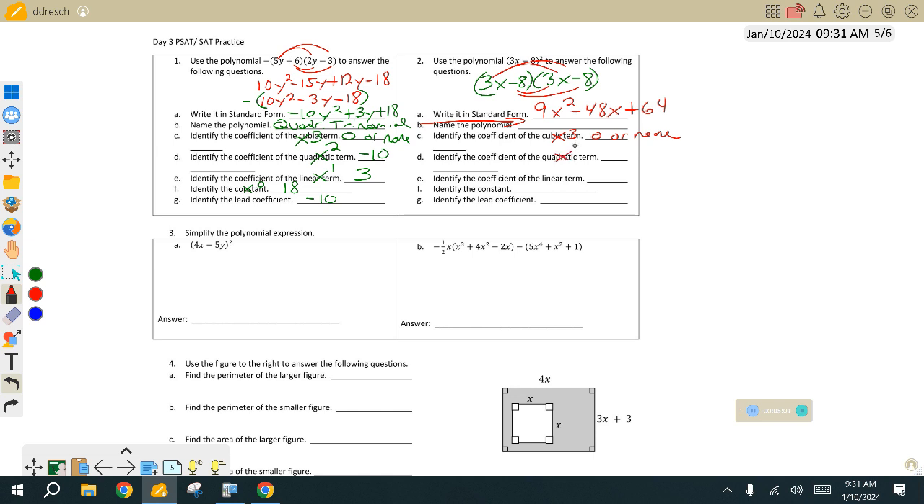Coefficient of the quadratic term is 9. Coefficient of the linear term is negative 48. And the constant is what? 64. And the lead coefficient is what? 9. That's my line leader. That's just a quick wrap up of everything we've talked about the last 2 days.